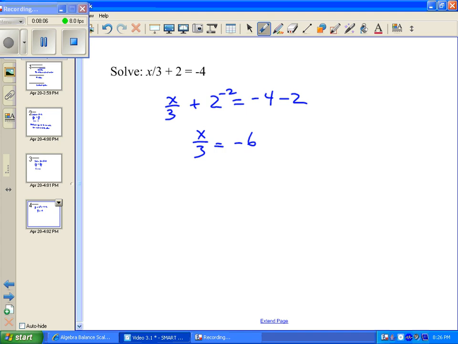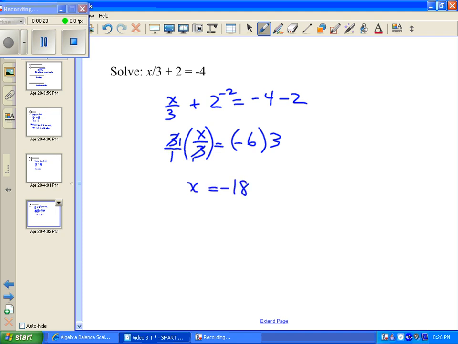Now the opposite of dividing by 3 is multiplying by 3. So I'm going to multiply both sides of this by 3. Now remember, with a fraction, think of that as 3 over 1. The 3's will divide out, and I'll just get 1x is equal to negative 18.